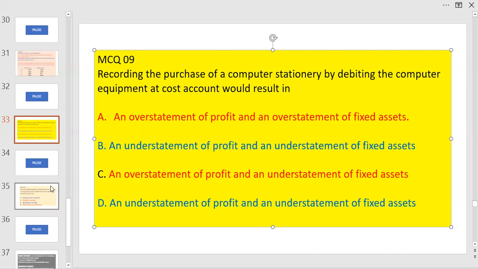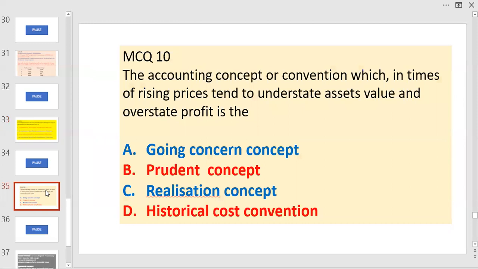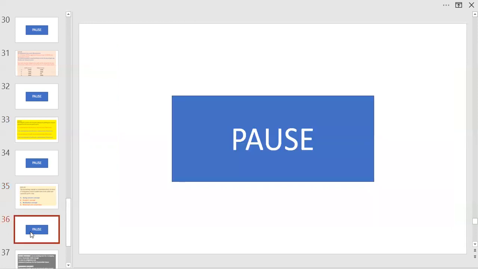Now we will go to the next question. An accounting concept or convention which, in times of rising prices, tends to understate asset values and overstate profit is: the going concern concept, the prudence concept, the realization concept, the historical cost convention.